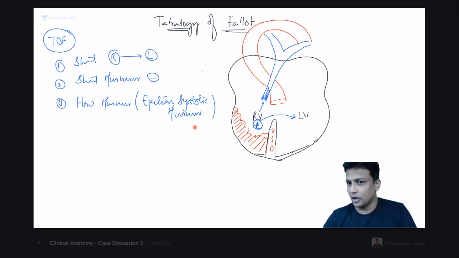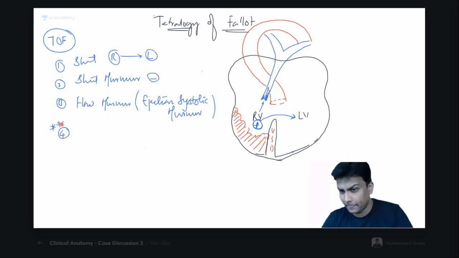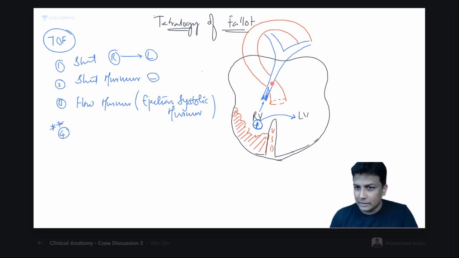What is going to happen next? One more thing, and the next thing is very important. This point will be used many times in your exams. Because of pulmonary stenosis, what happens to the amount of blood going to the lungs? Will it be more blood or less blood going to the lungs? It will be less blood going to the lungs.